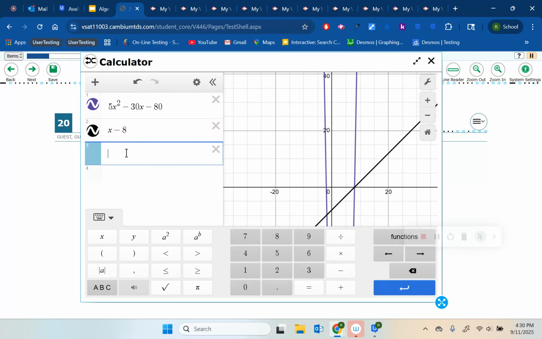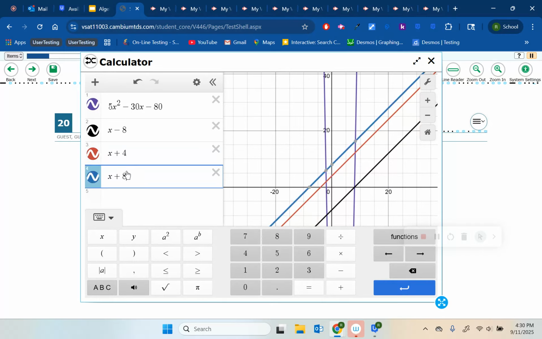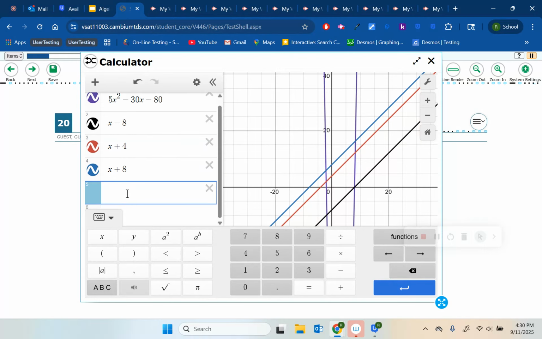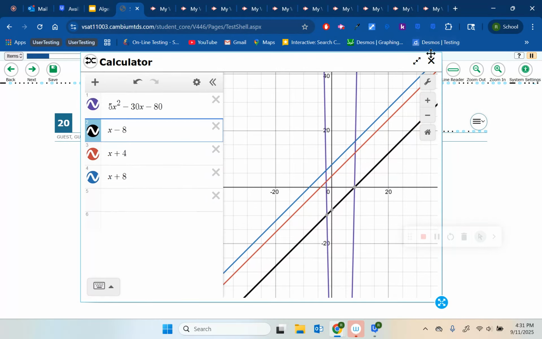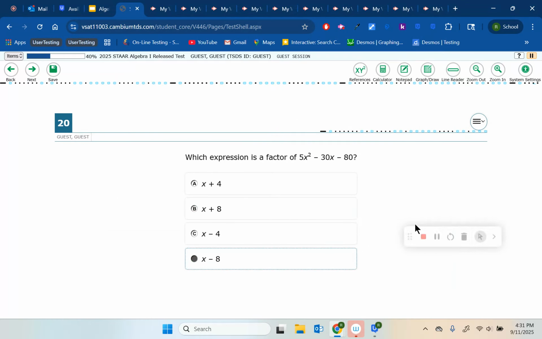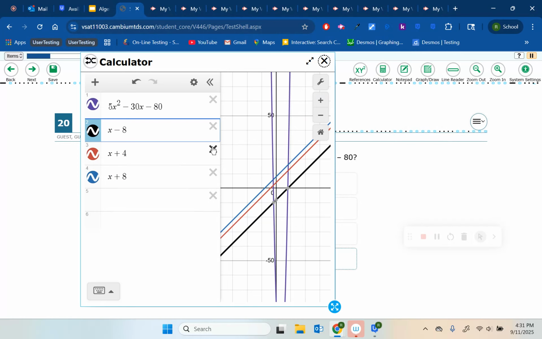So again, here I put x plus 4. It missed. X plus 8. It missed. And so on, and we kept missing until we actually hit it. Bam, right here. So that's my answer. My answer is D. Ta-da! What an easy test. Right there. Bingo.